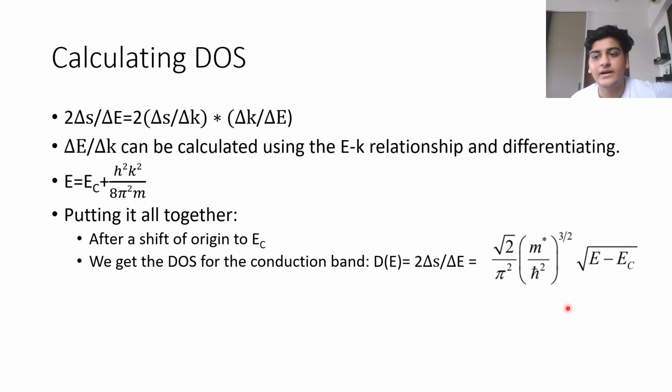Now again, reiterating the motivation for doing all of this: if you multiply this with the occupation probability and integrate it over the limits of the conduction band, you'll get the total carrier concentration, or number of electrons, in this conduction band, which is what we set out to do, right? So this is the expression you finally derive for density of states.